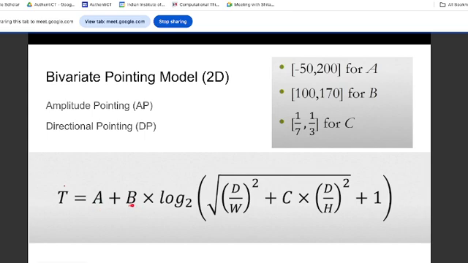So A, B and C are constant values. Depending upon various users, these may vary between the given value sets. D is the distance of the target to be acquired. W and H are the width and height of the target.